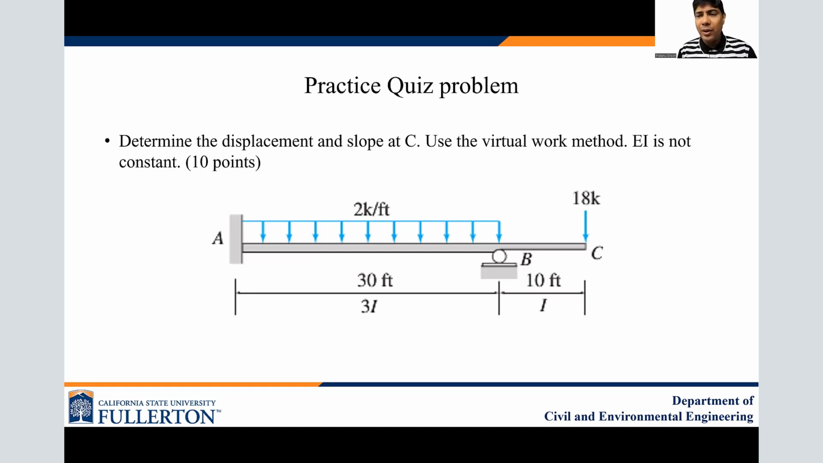Another thing you need to make sure of, here EI is not constant. So whatever the EI is, you need to divide by that EI in that particular segment. So for the first segment, you divide by 3 EI, and for the second segment, you are going to divide by just EI.